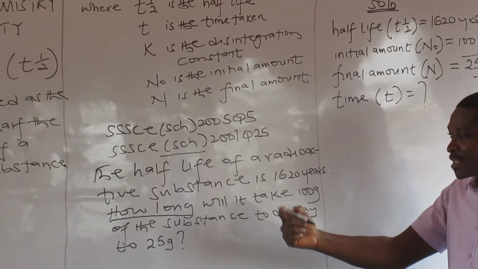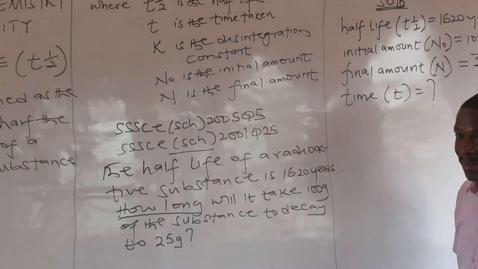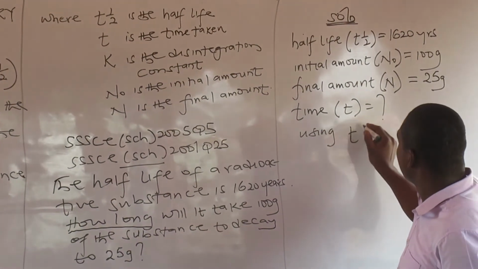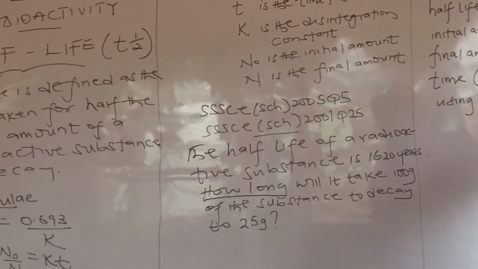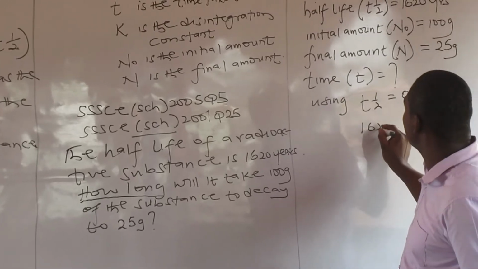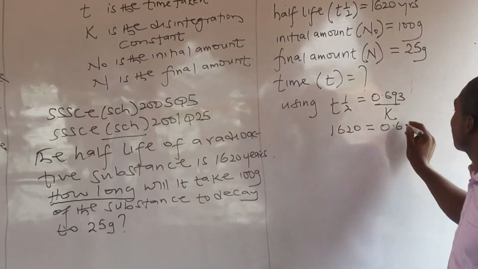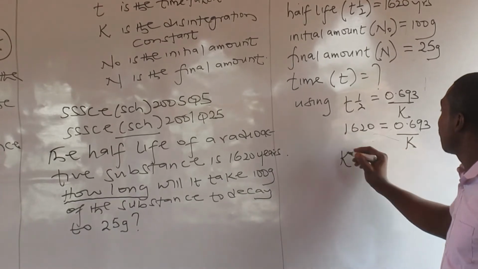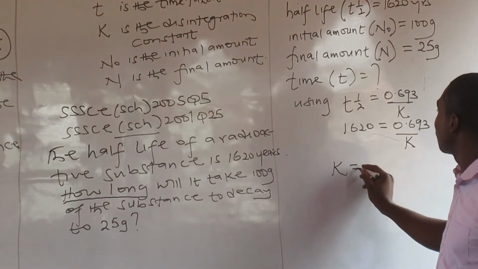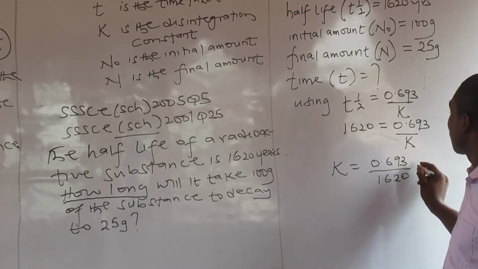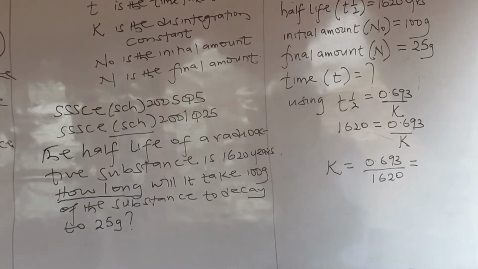Good. So looking at formula number 1, I can use that because I know my half-life, so I can get my disintegration constant, K. I'm going to use T half equals 0.693 over K. Now the half-life is 1620 years, equals 0.693 over K. When I cross multiply, I have K this way with this under. Now, what is the disintegration constant?